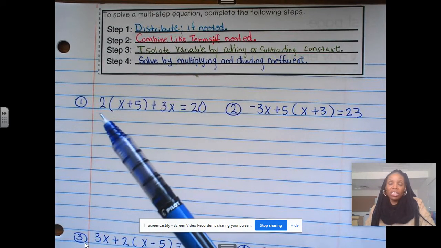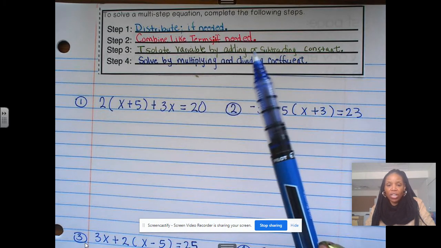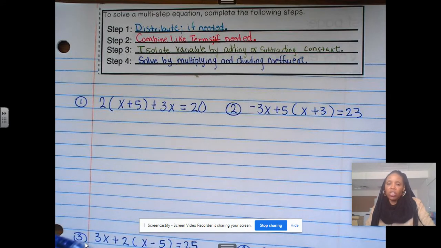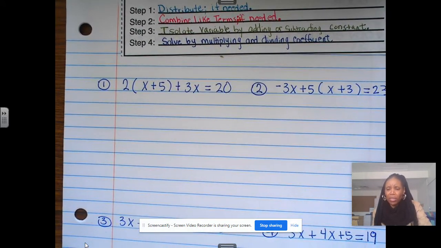And then step three and step four, just like we did yesterday, we're going to add or subtract our constant, which is our number by itself, and we're going to solve by multiplying or dividing by the coefficient, which is a number attached to the variable. So the first thing you want to do, because each equation problem is probably going to be different, is you just have to analyze it.